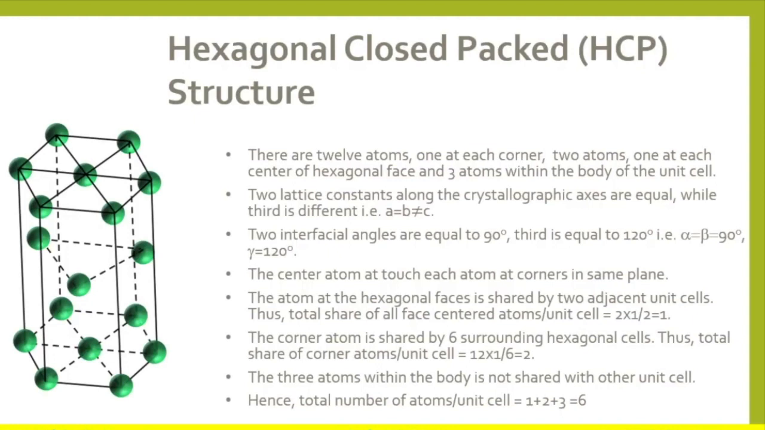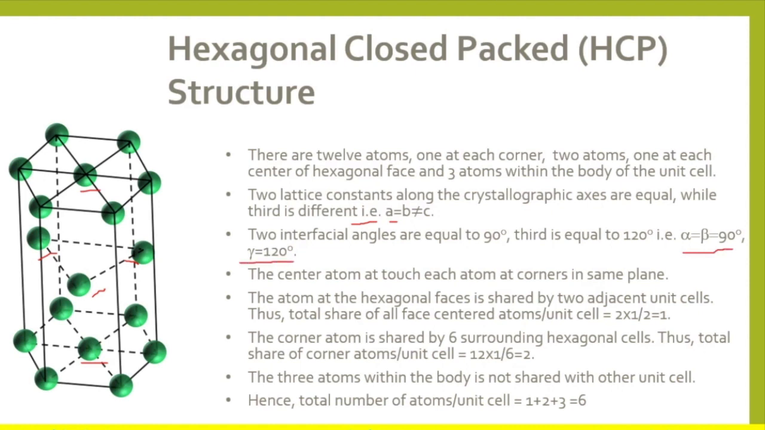So it has 12 atoms in the corner, 2 atoms in the center of the hexagonal faces, and 3 atoms in the body. For the HCP structure, a is equal to b, but c is not equal to them. Also for the interfacial angles, alpha and beta are equal to 90 degrees, while gamma is equal to 120 degrees.